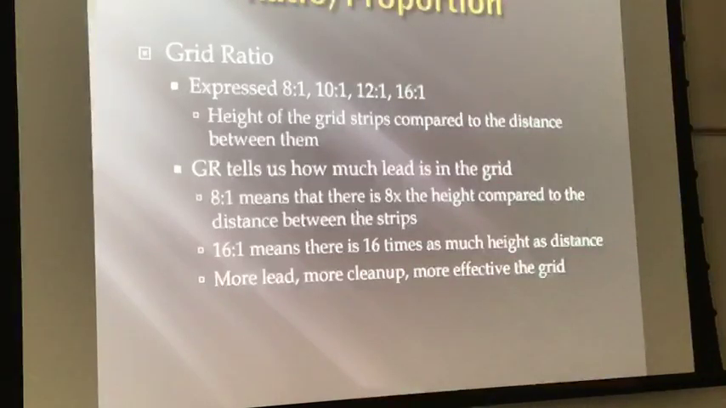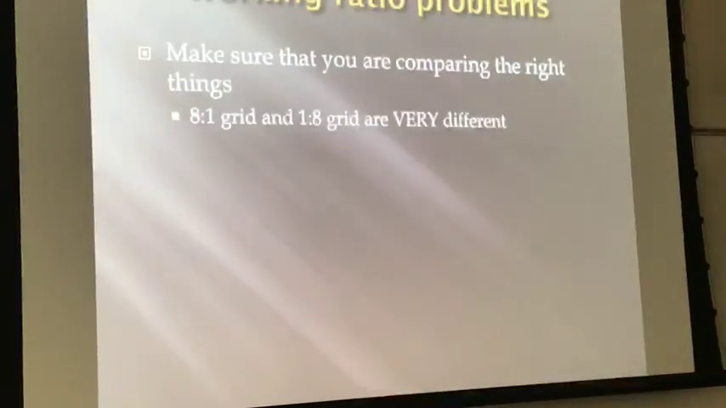In the second example, what changed? Another grid characteristic changed by narrowing that grid strip. What would that be? Not grid ratio, but grid frequency. There you go. Grid frequency increased. By increasing the size of the strips, nothing changed in grid frequency, but by narrowing that grid strip, we increased grid frequency. All right, so make sure you're comparing the right things. 8:1 and 1:8 grid are very different things.